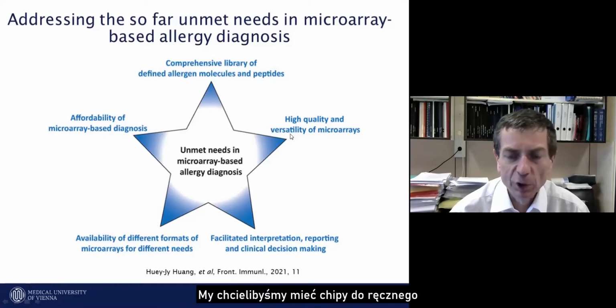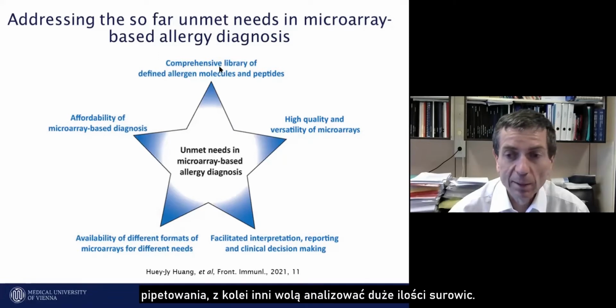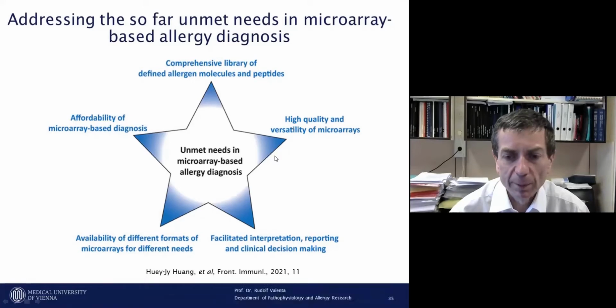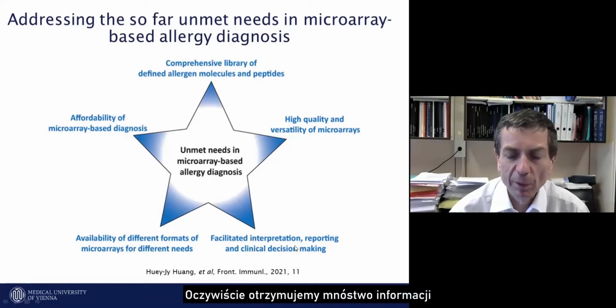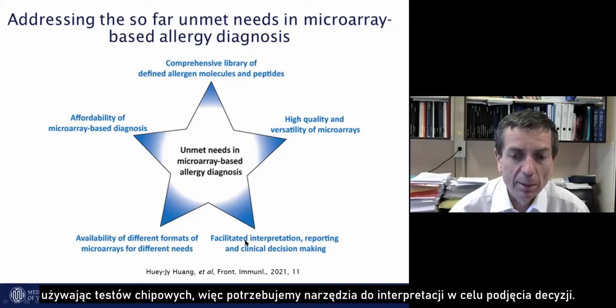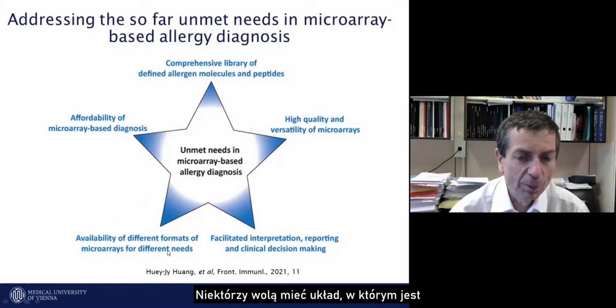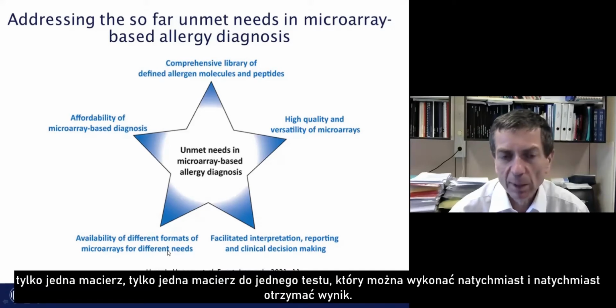We would like to have the chips for hand pipetting, but others like to analyze large numbers of sera, and then they would like to go into a laboratory and have an automated version. Now there's also room for improvement. Of course, we get a lot of information by chip testing, so we need interpretation for decision making. We need different formats of the chip to address different needs of the analysis. Some like to have a chip where there is only one array for one test that can be done immediately and read immediately.